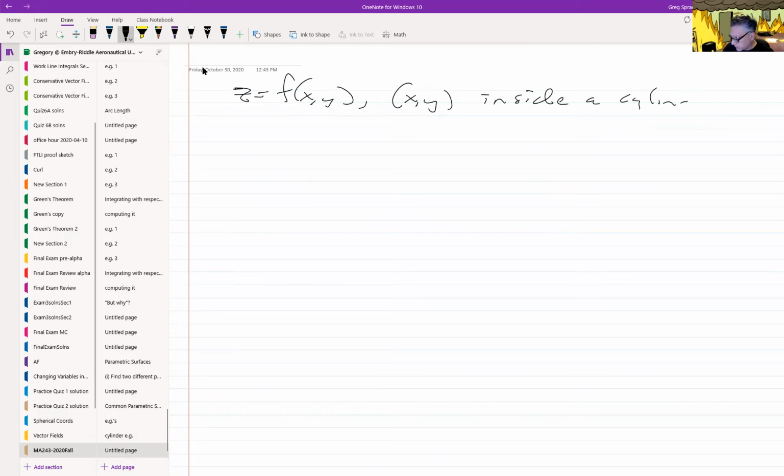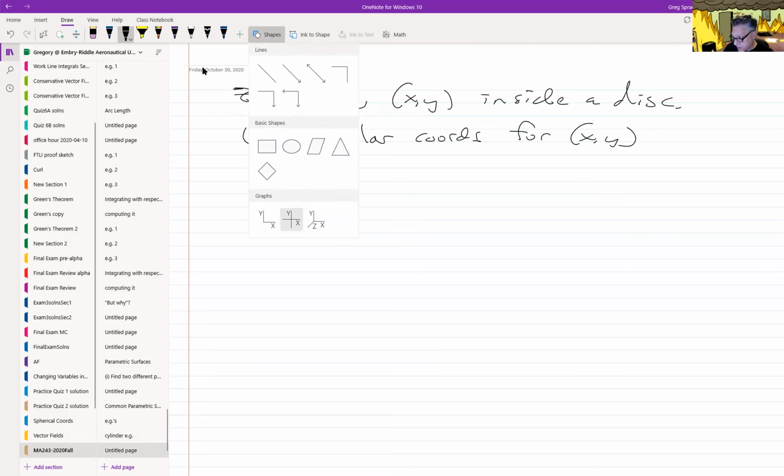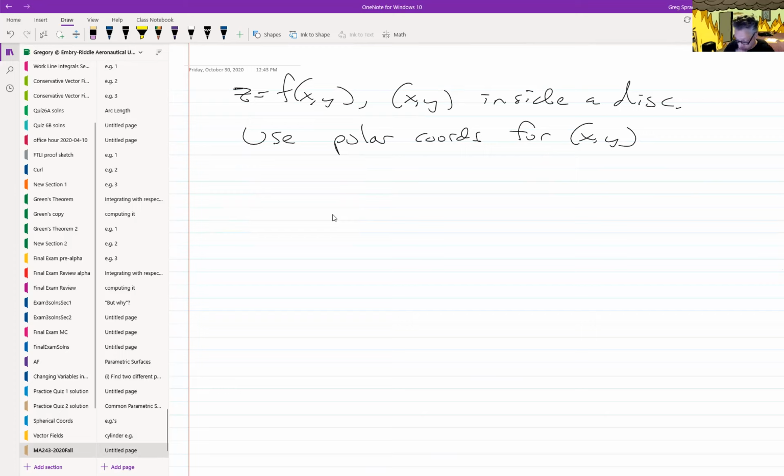This is a surface where z equals f of x, y, and x, y are inside a disk. And what you should do then is use polar coordinates for x and y. And again, you can use r and theta if you want. I prefer to stick with u and v because we'll have some formulas later that will just look weird if we used r and theta.